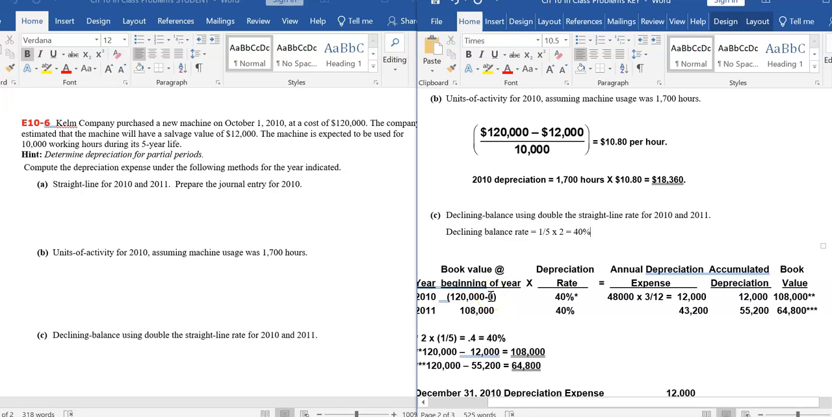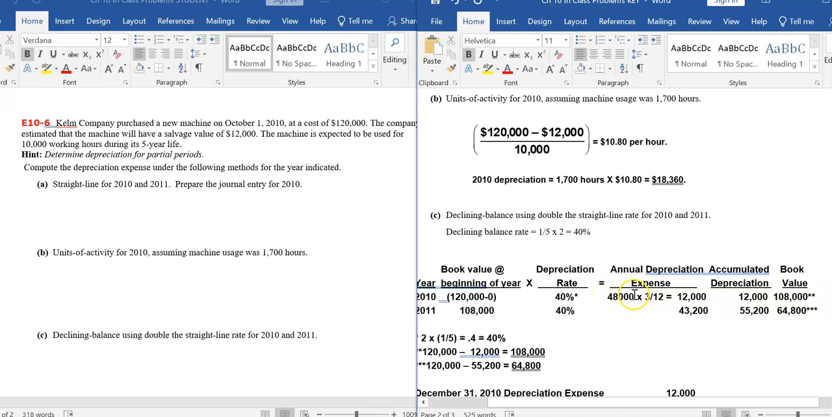At the end of 2010, there is 0 accumulated depreciation because we hadn't depreciated it yet. There's been no depreciation recorded to date. So the overall book value, when we go to depreciate it at the end of 2010, is $120,000. We multiply that book value by the declining balance rate of 40%, that gives us $48,000.